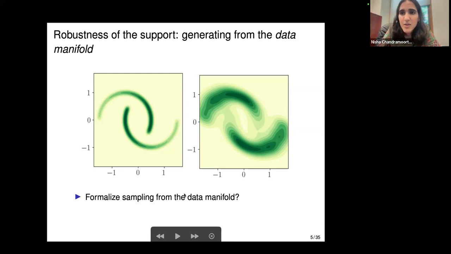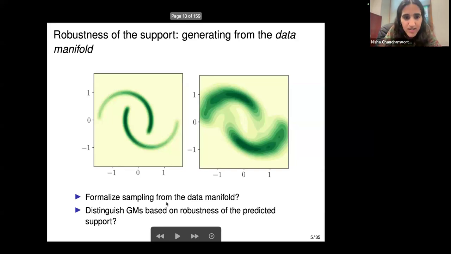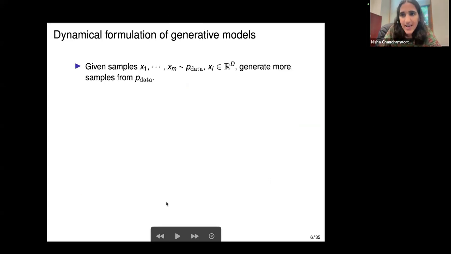We are not the first people to make these observations. Several people have observed that even under errors, certain types of generative models have this property that they're still able to roughly sample from the data manifold. But how do we formalize this notion of sampling from the data manifold? And when can we expect the generative model to have this robustness of the support property? That's the question we're going to ask.